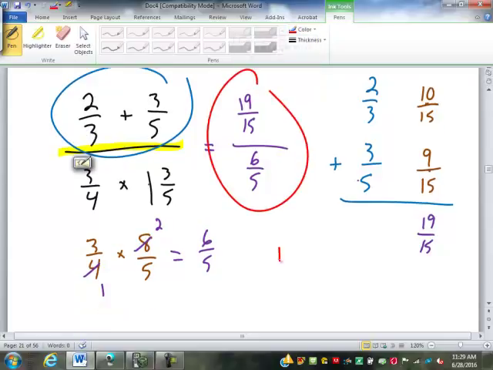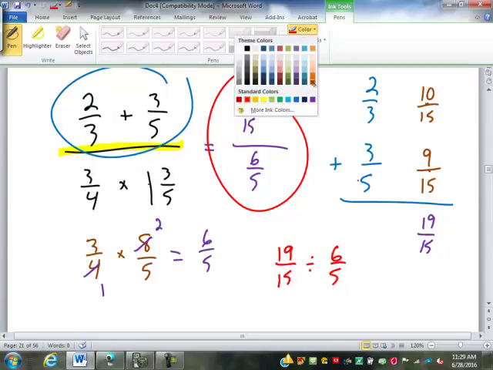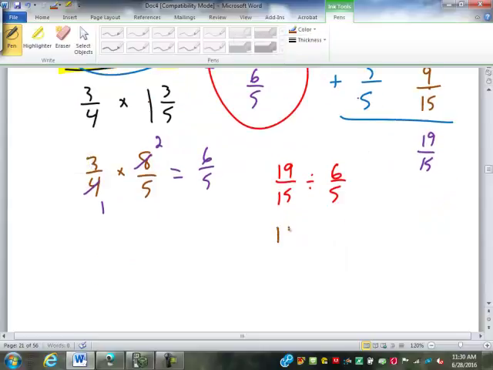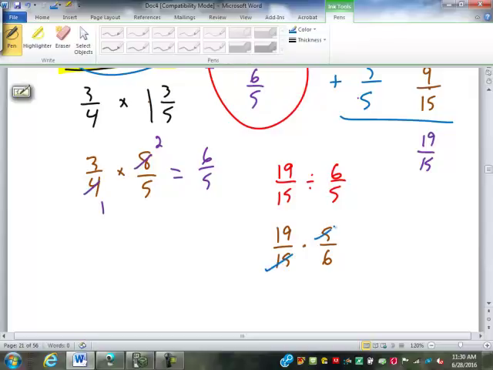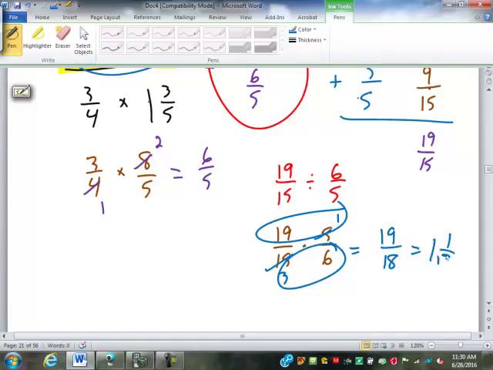I have now 19/15 divided by 6/5. What do I do from there? Yeah, it's 19/15 times 5/6. And then cross cancel the 15 and 5, 3 and 1, or 1 and 3, however you look at it. 19 times 1 is 19. 3 times 6 is 18, which is 1 and 1/18. So it's just a matter of staying patient, going through the steps, making sure you verify your calculations through fractions.